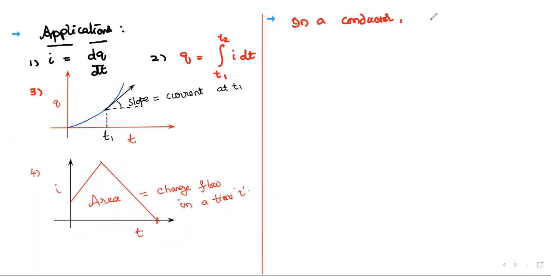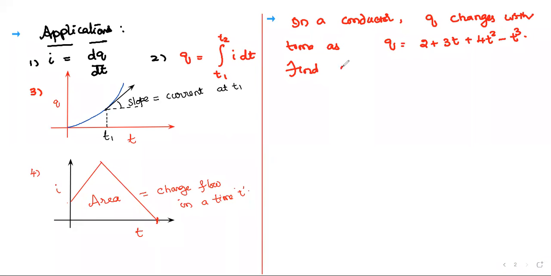Look at that. I'm giving Q changes with the time as Q equals 2 plus 3t plus 4t square minus t cube. Okay. Find current in this non-uniform manner, at t equals say 2 seconds.